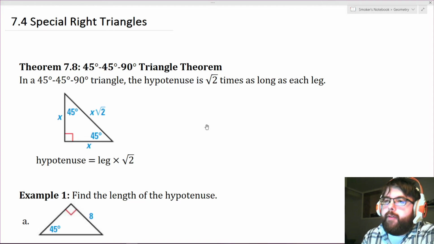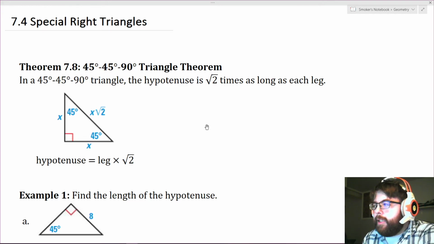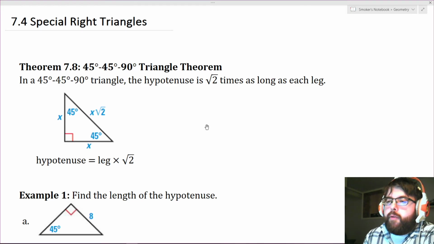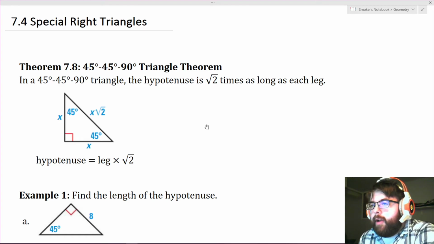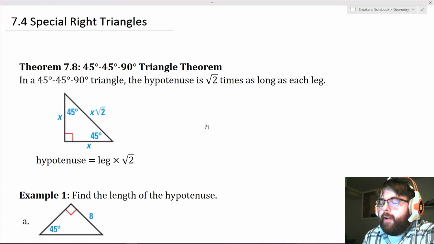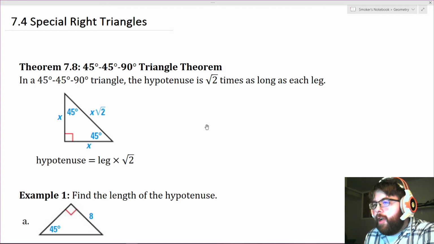The first type of special right triangle we're going to look at is the 45-45-90 triangle. I'm sorry, 45-45-90 triangle. Saying 90 and right at the same time is redundant. That's why I corrected myself.